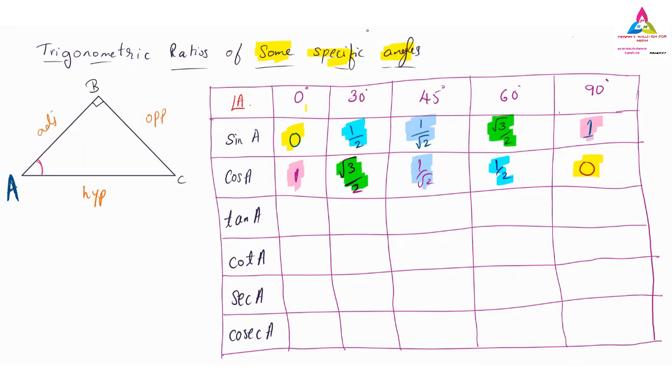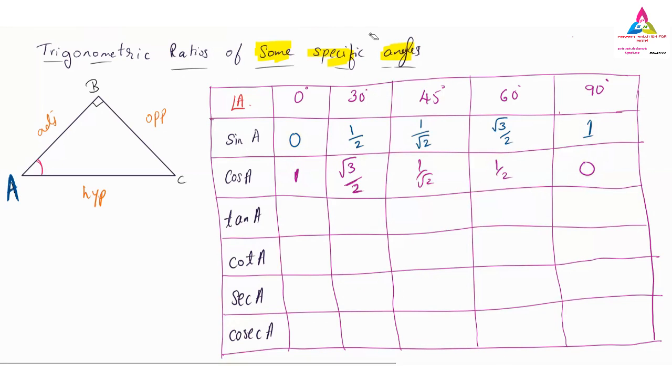Okay, any doubt regarding this? If you have doubt, you can ask me, no problem. So actually, it is very easy to remember. Already written? Okay. Next one is tan. Already we know what tan is.